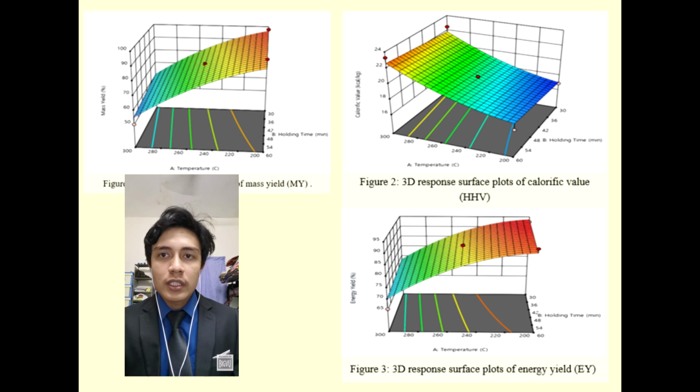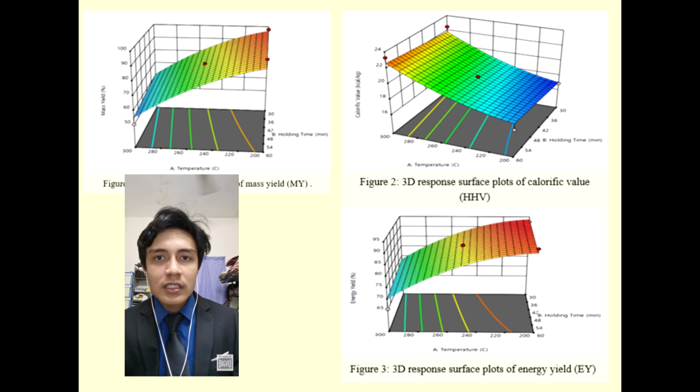Figure 2 shows that the calorific value increased from 16.86 MJ per kg to 23.29 MJ per kg for the temperature range of 200 degrees C to 300 degrees C. This is because of the change in the role of hemicellulose to lignin when the temperature of torrefaction increases. Figure 3 shows that the energy yield decreased from 92.54% to 65.55%. This is because the energy yield is correlated to the mass yield.